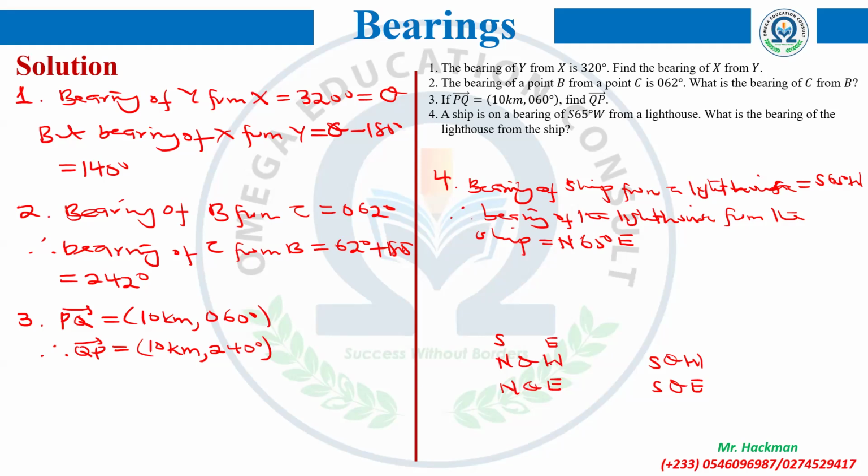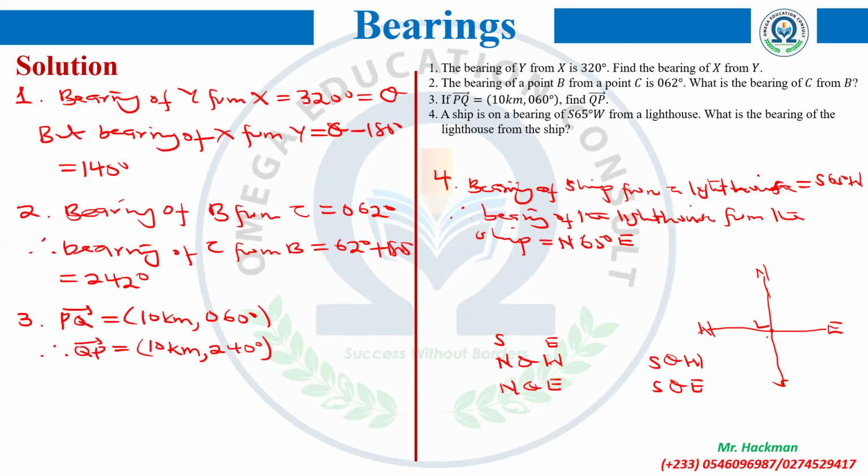If you were supposed to draw, this would have been the situation. If you had drawn, we said south 65 west. This is west, this is south, north, east. So south 65 west, this is what we are going to get. So you move from here. What is your reference point? It's the lighthouse, so let me use L to represent the lighthouse.